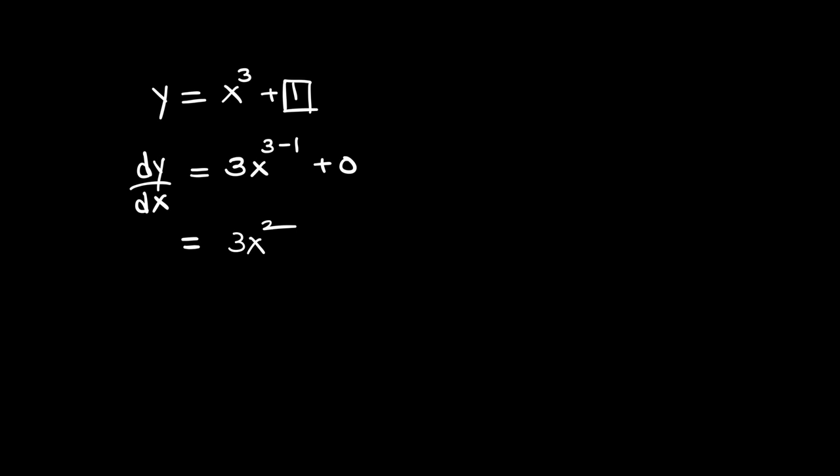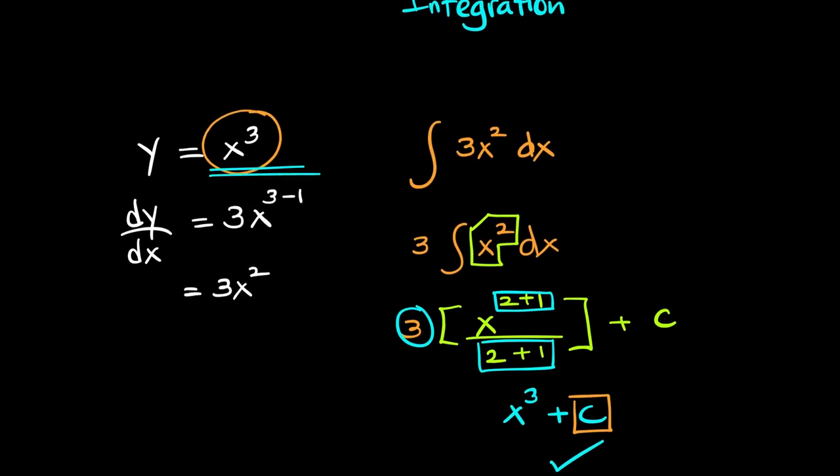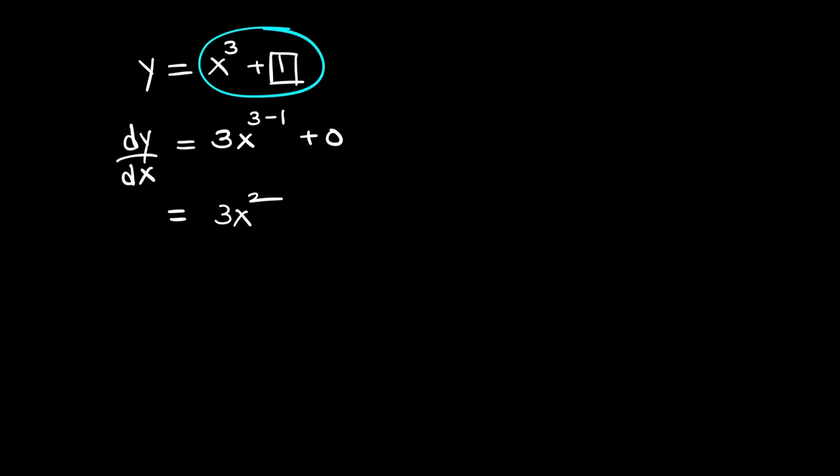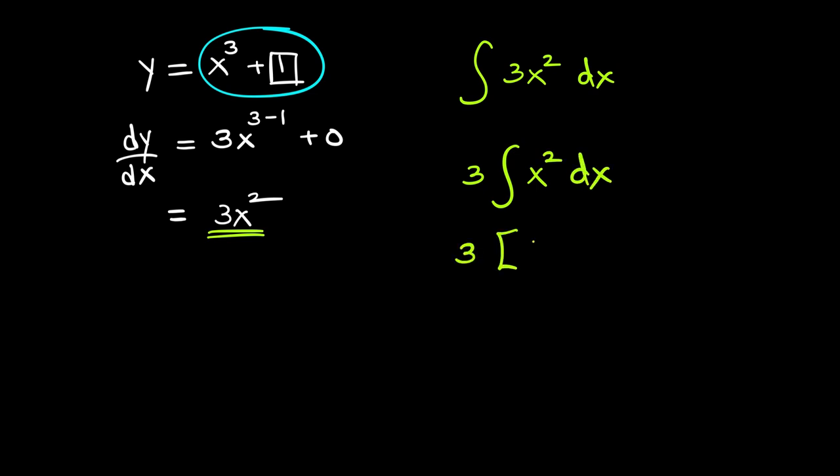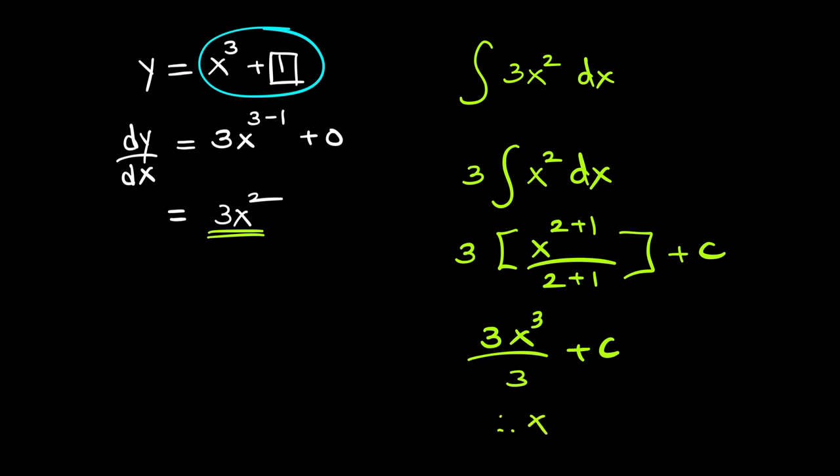Now, the original equation is x cubed plus 1 as compared to this particular equation, which is simply x cubed. What is the difference between the two? The difference between the two is this constant. So, when we integrate 3x squared with respect to x, 3 comes on the outside, we are integrating the variable. The answer is the same as before. Increase the power by 1, divide by the new power, plus a constant of integration. So this simplifies to 3x cubed over 3 plus c, which is simply x cubed plus c. So whenever we integrate, don't forget to write this constant of integration.